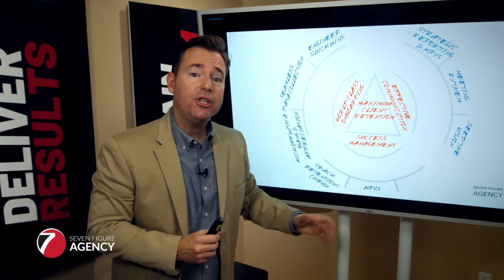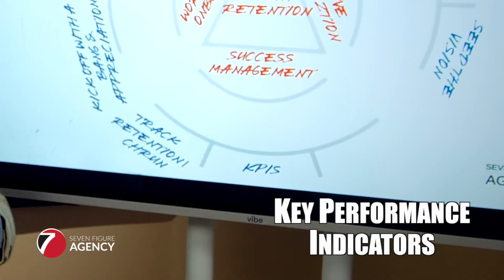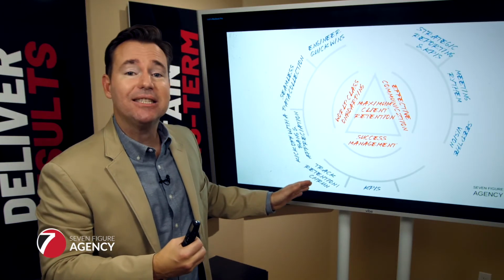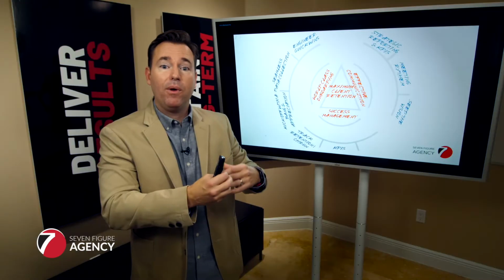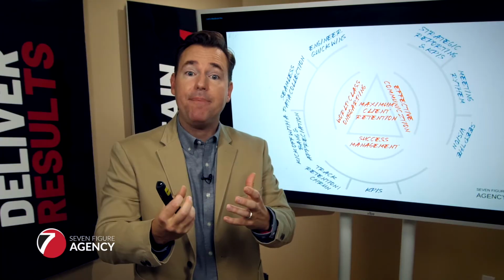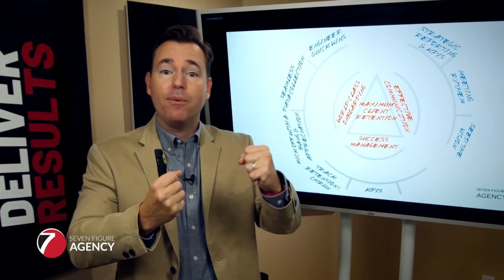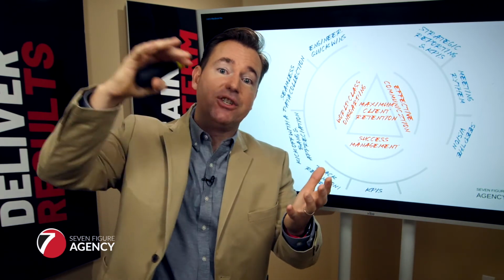The next thing is you need to know your KPIs, your key performance indicators, right? If all you're looking at is churn, that's a lagging indicator. Oh, we lost 5 clients this month, we lost 2 clients this month, we lost 4 clients this month. What you really want to pay attention to is what are the KPIs? What are the key performance indicators that are going to dictate that the retention is going to improve?